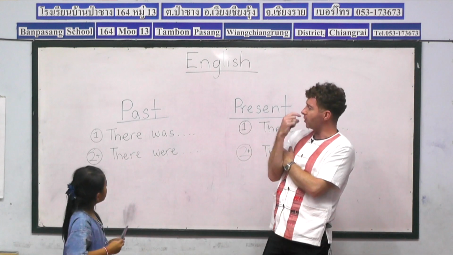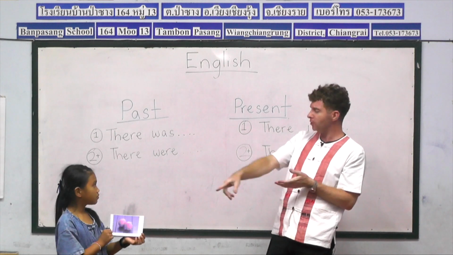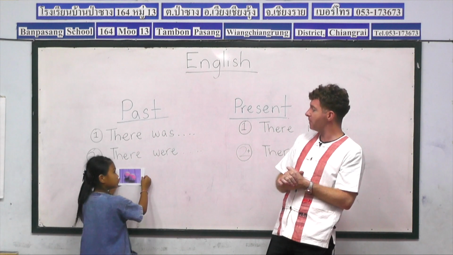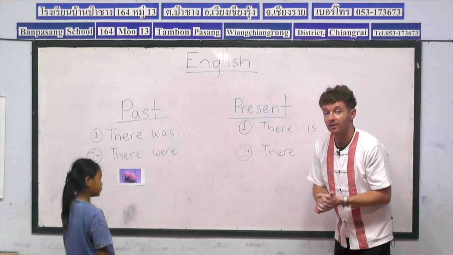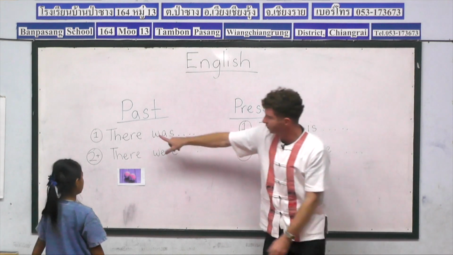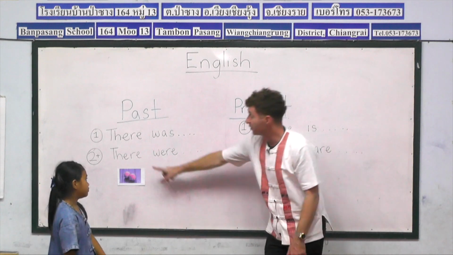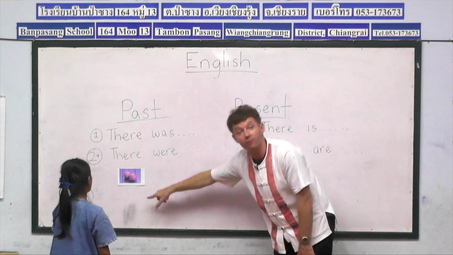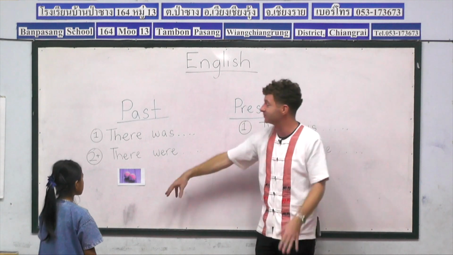I think we'll use oranges in the past tense. So can you place your flashcards in the past tense column? How many? That's great. How many oranges do we have? 2 oranges. So would we say there was or there were? There were 2 oranges. Plural items, past tense.